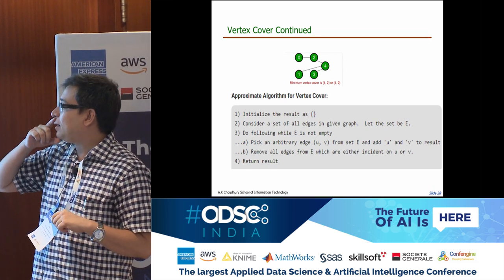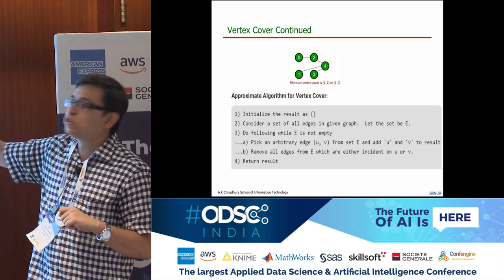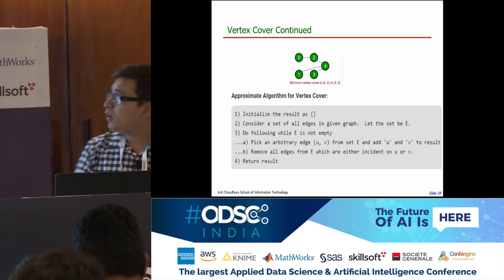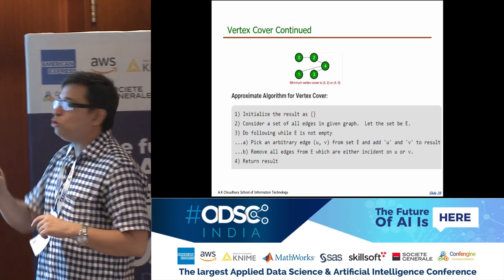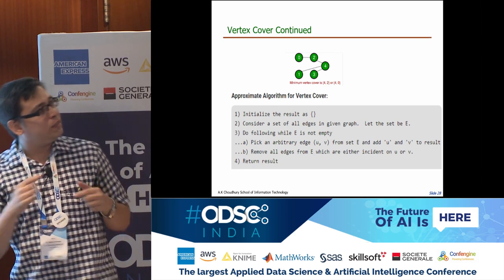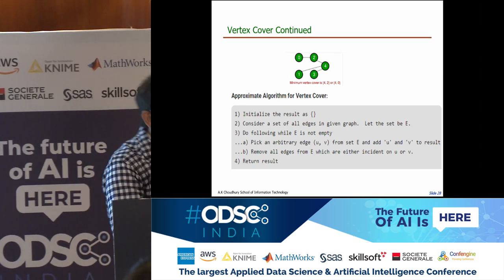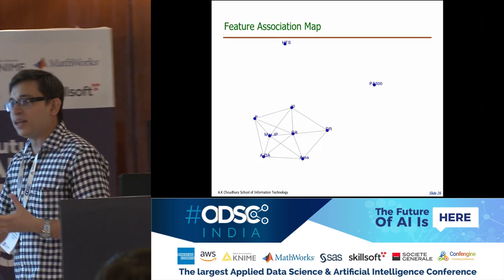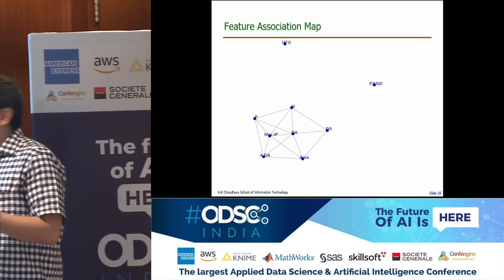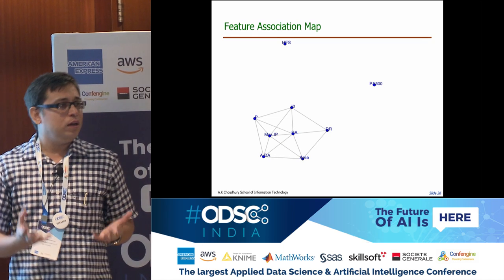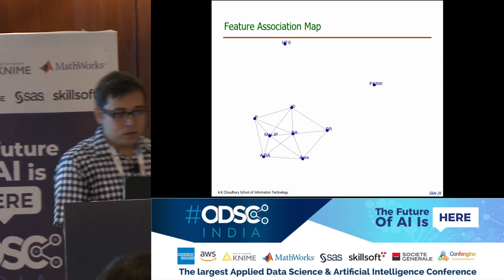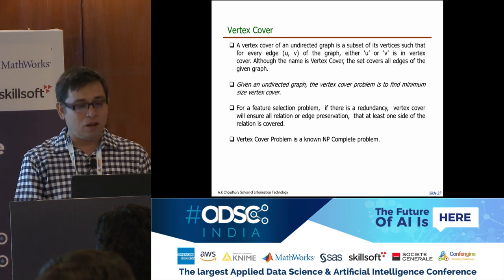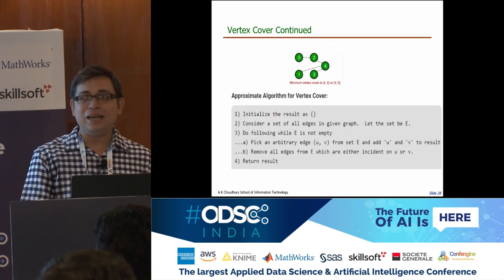you can see that 4 and 2 cover all the 4 edges that are there. So there are 4 edges and 5 nodes in the graph. If you pick 4 and 2 or 4 and 0, then they cover all the relationships. So from the cluster that I was showing you here, if I use vertex cover and take those features, that will give me a good starting point. But it is difficult to get the minimum vertex cover, but we can get a minimal one.